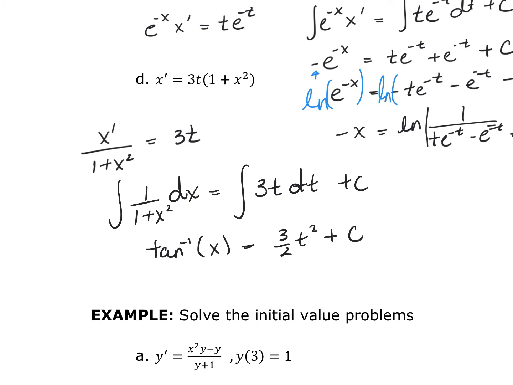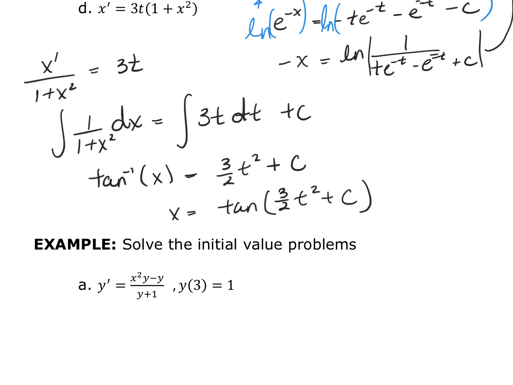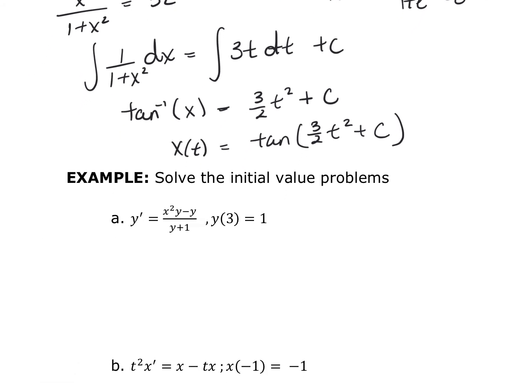And this is another one that I can actually solve for explicitly. And you're thinking, how do I do that? Well, I'm going to take the tangent of both sides, and when I do that, I've got x is equal to the tangent of 3 over 2 t squared plus c, and that is my final answer. And if I want to, remember this is a function of t, so I can write this as x of t is equal to that.